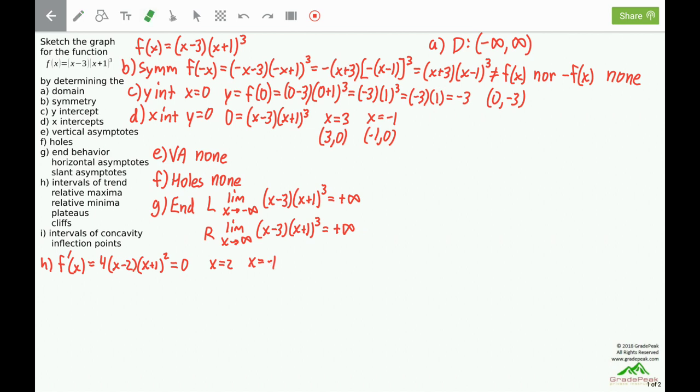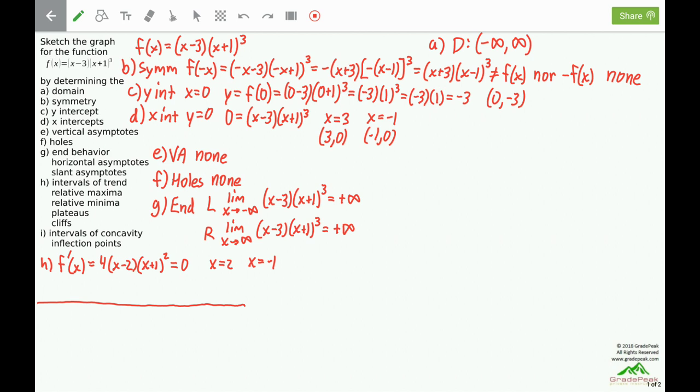The domain is all real numbers. X equals 2 is a real number. X equals negative 1 is a real number. They are each in the domain. They are each a critical number. We can now draw a domain line, a line representing the domain. It has no left end because it begins at negative infinity, and it has no right end because it ends at positive infinity.